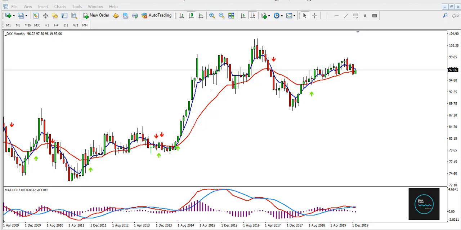So things are beginning to look exciting on the charts, and I'm just going to give you an overlay of what's happening on the majors in relation to the dollar index. Okay. So I believe that understanding how the dollar index moves will help you in making good trading decisions. So let's get into this.